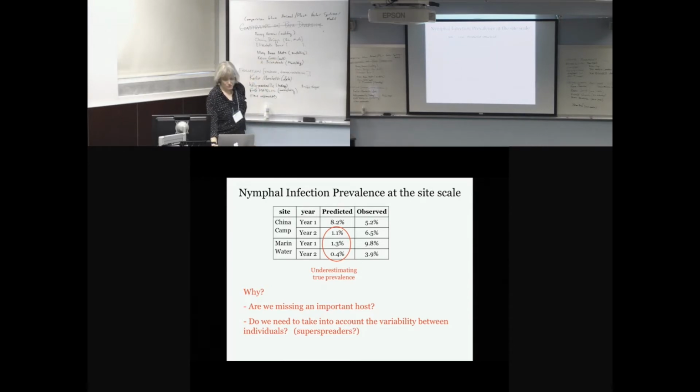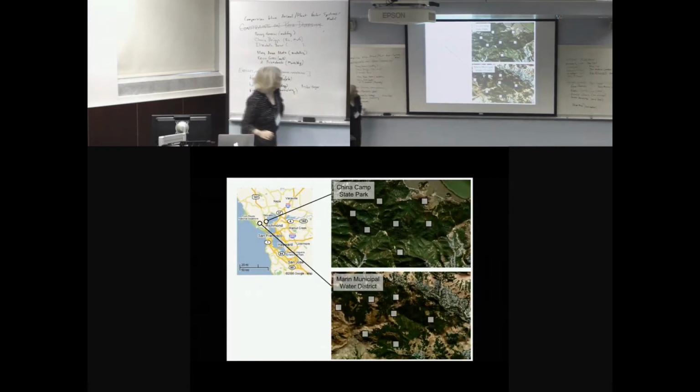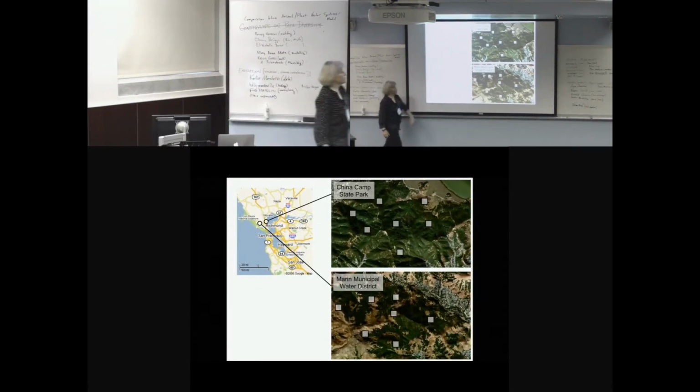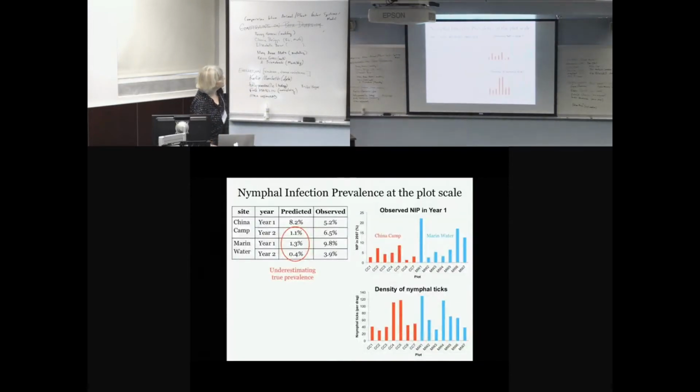So that's looking at the predictions at sort of the site scale, at the Marin Municipal Water District or the China Camp. We can actually also parameterize and test that model at the individual plot scale. So we have the data for all the bits of the system at that individual plot scale. For example, looking at observed nymphal infection prevalence in a given year, or the density of infected nymphs.